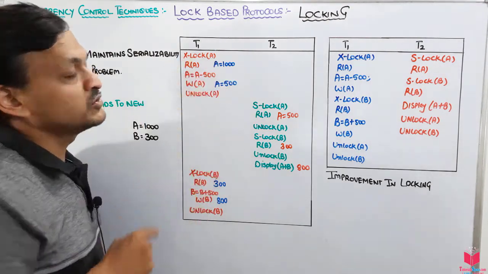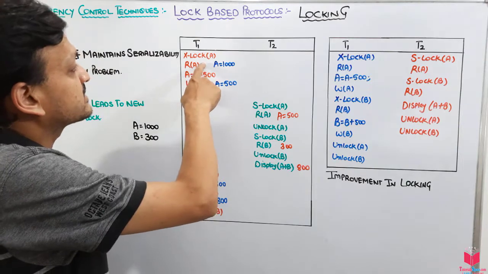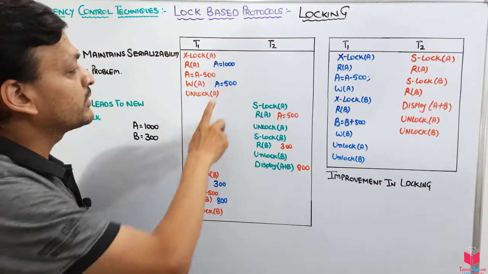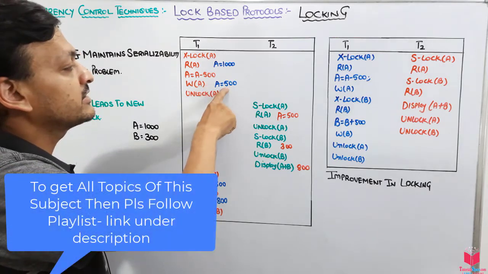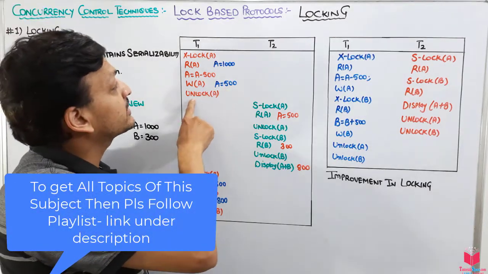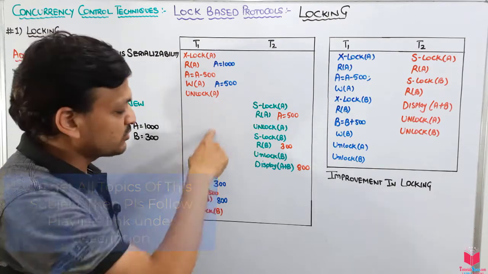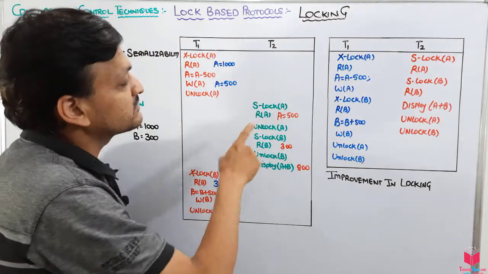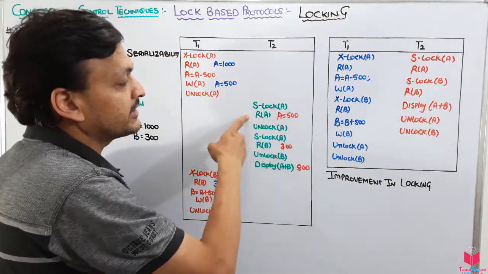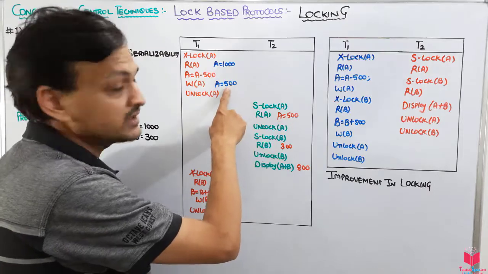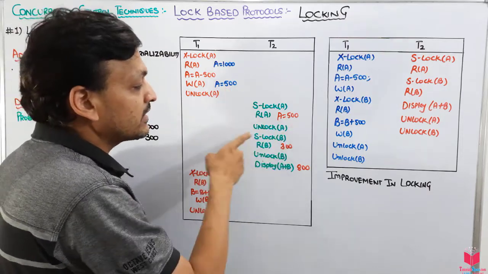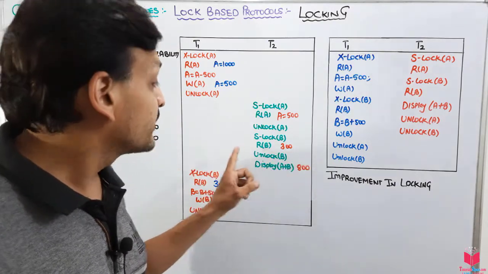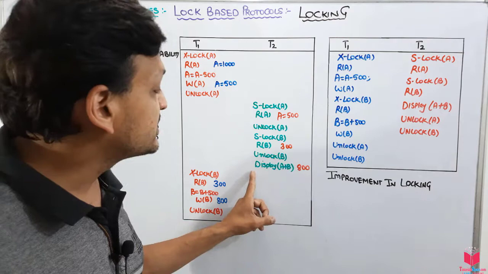First I put the exclusive lock on A, then transaction T1 reads the value of A, that is 1000. Then I subtract 500 from it and it writes 500. After that, transaction 1 unlocks A because there is no further need for it. Now transaction T2 comes, which takes a shared lock on A and reads the value of A, which is 500 because of this. Then it unlocks A, puts the shared lock on B, reads the value of B, 300, unlocks B, then displays A plus B.